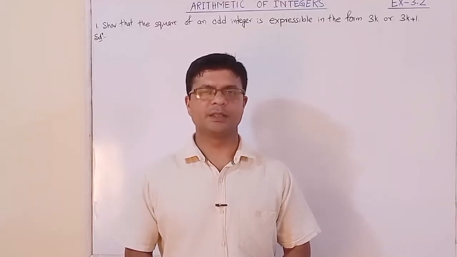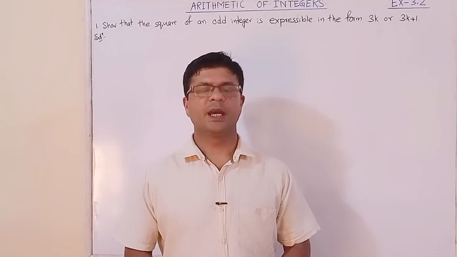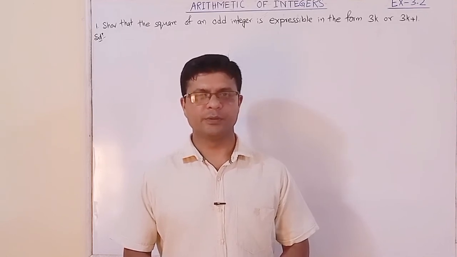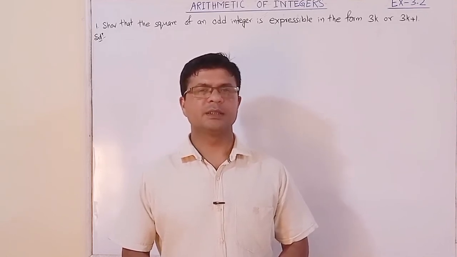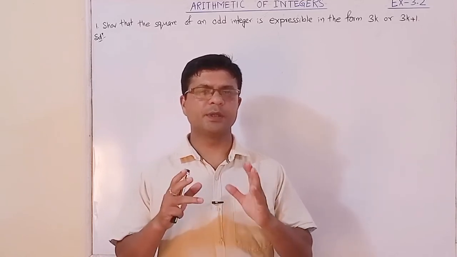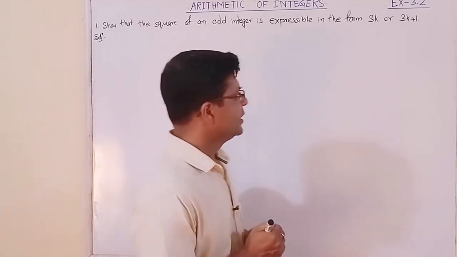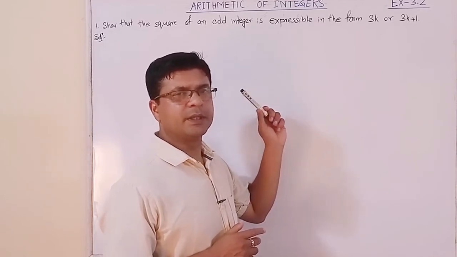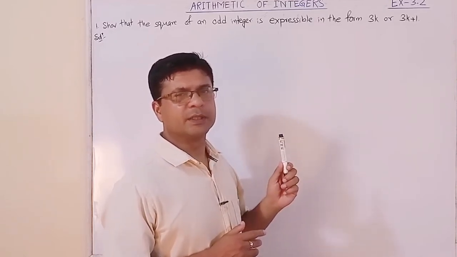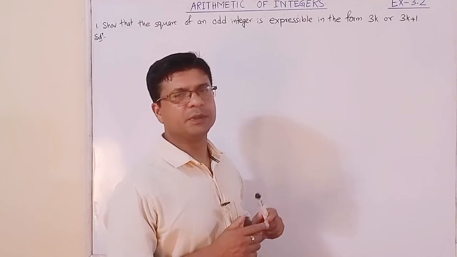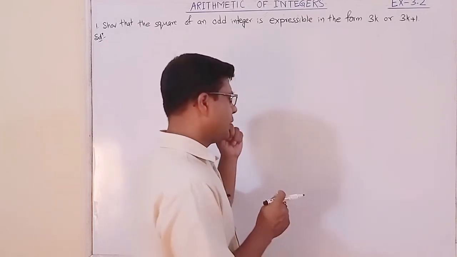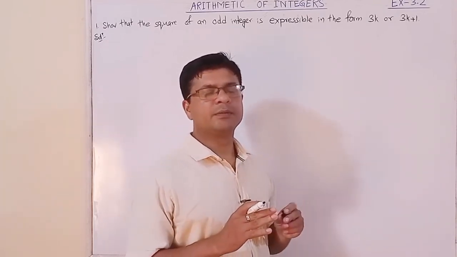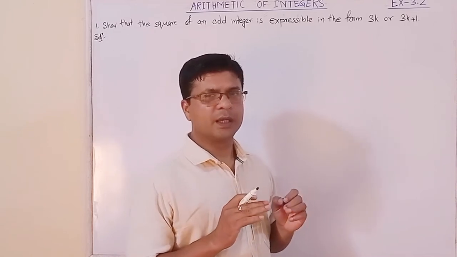Today we are again in the chapter Arithmetic of Integers and in exercise 3.2. Before starting this exercise, let us recapitulate something. Here you have already got the general idea of this chapter in general mathematics, isn't it? Like Euclid's division lemma, you have a better idea of the division algorithm.